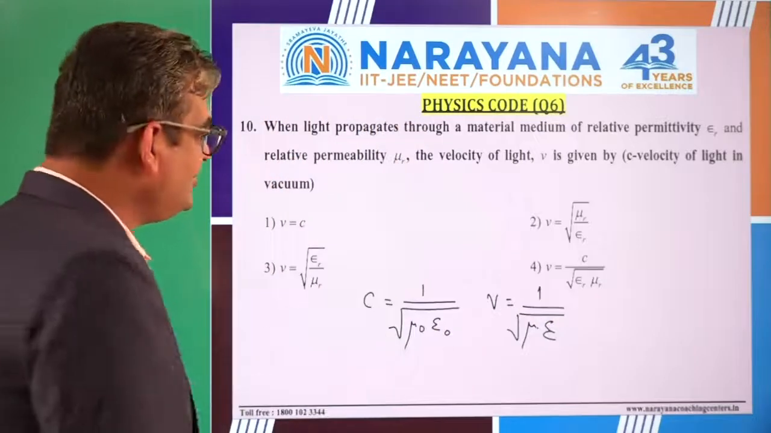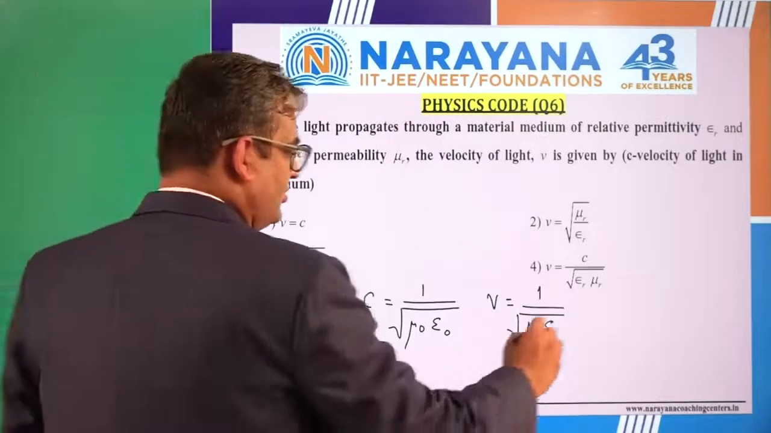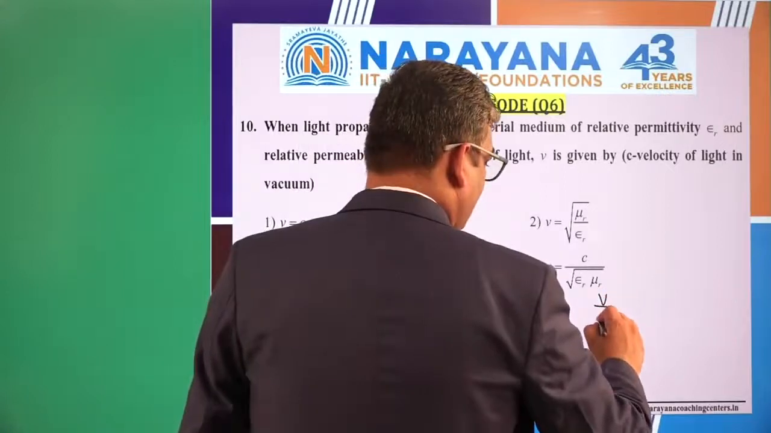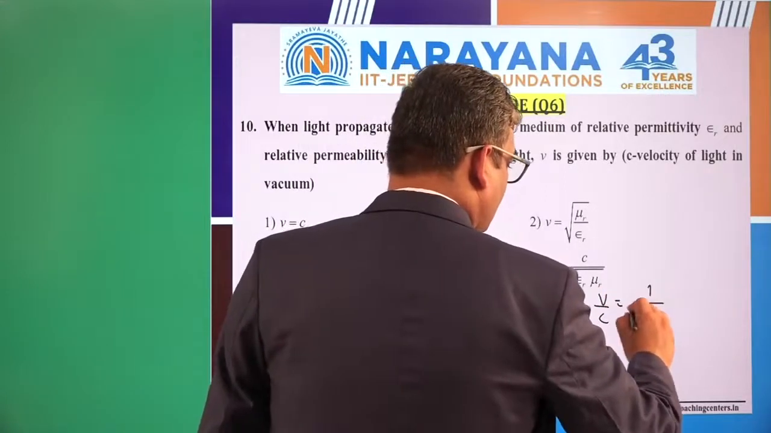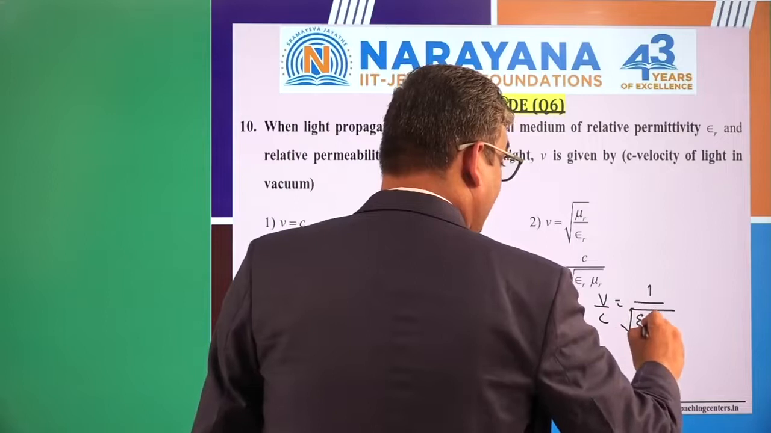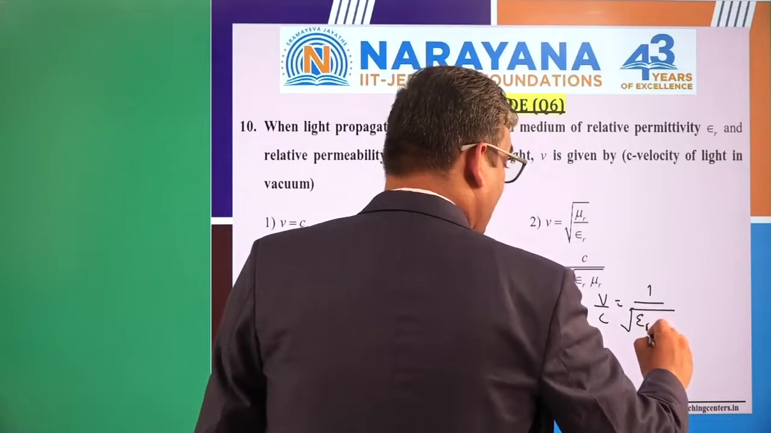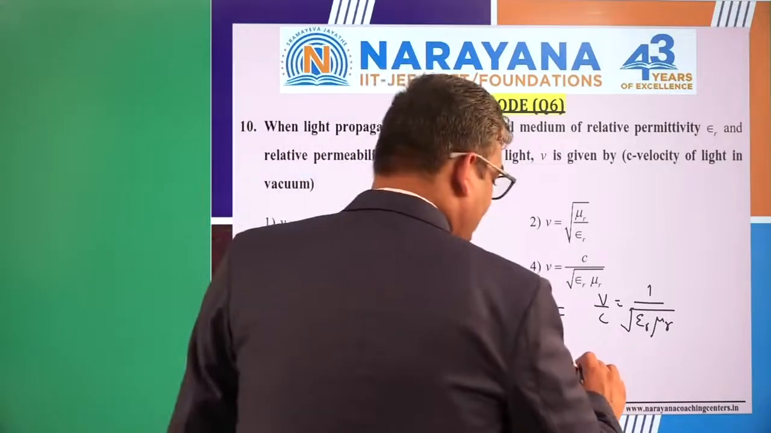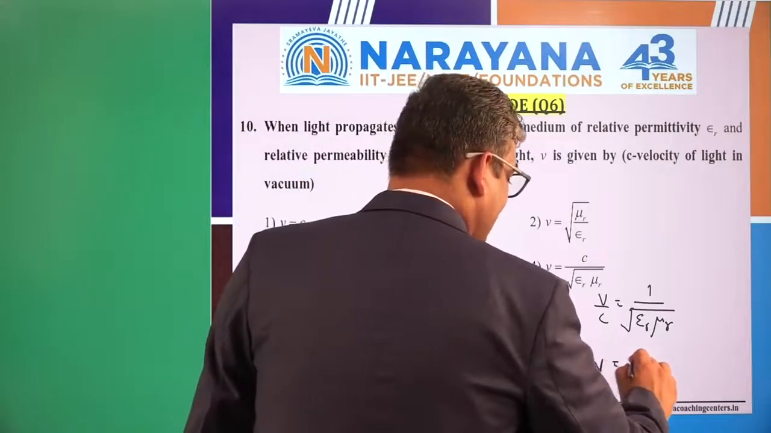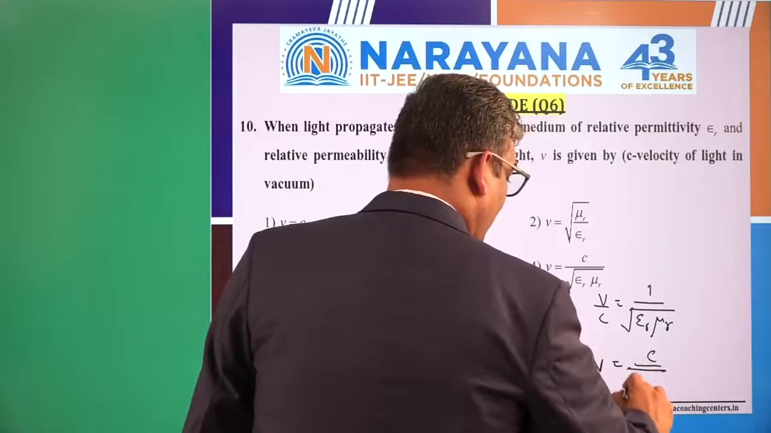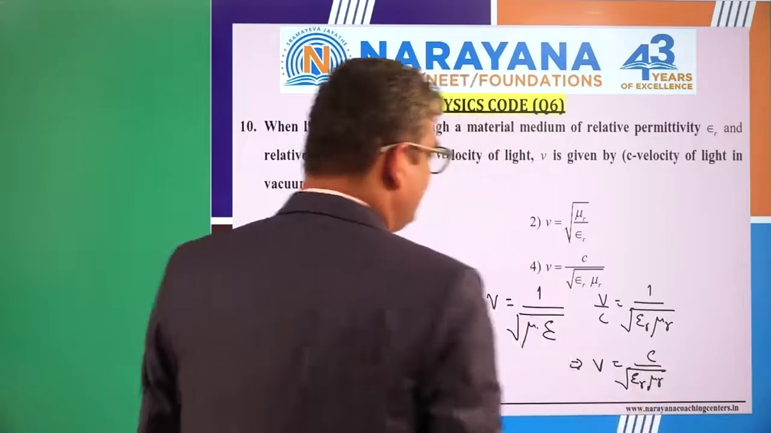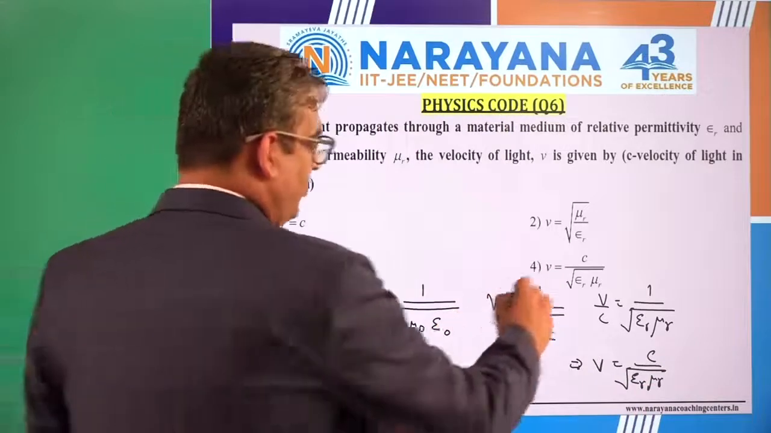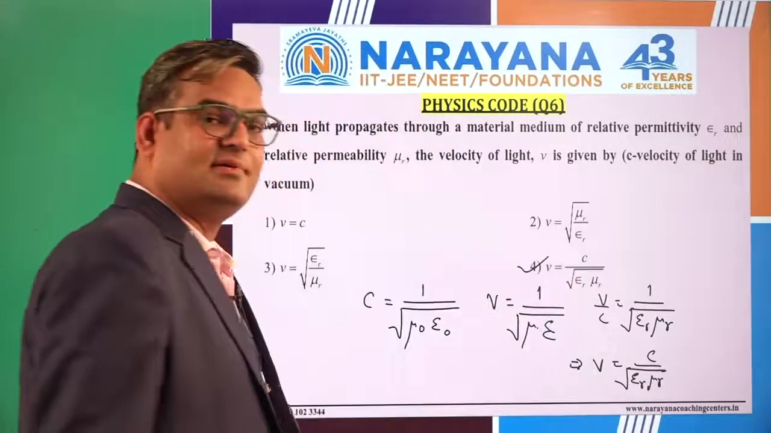And if we divide these two, then the ratio V by C is going to be 1 over root of relative permittivity and relative permeability. So V should be given as C divided by root of epsilon r mu r. Hence, option 4 should be the correct answer to this problem.